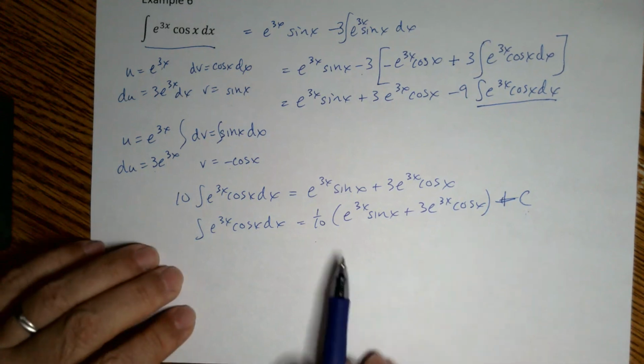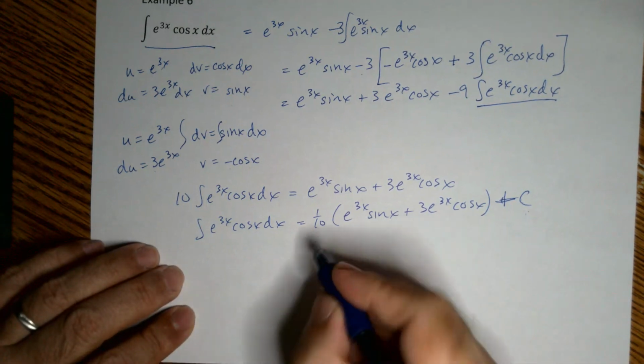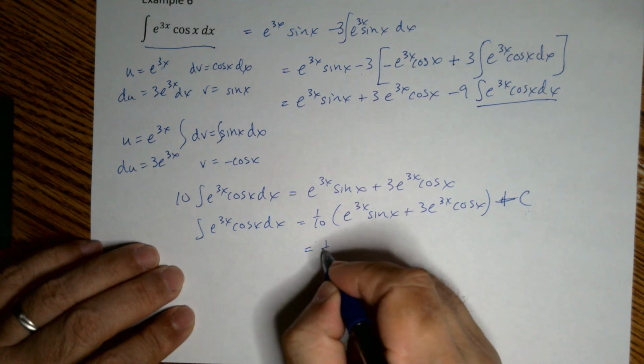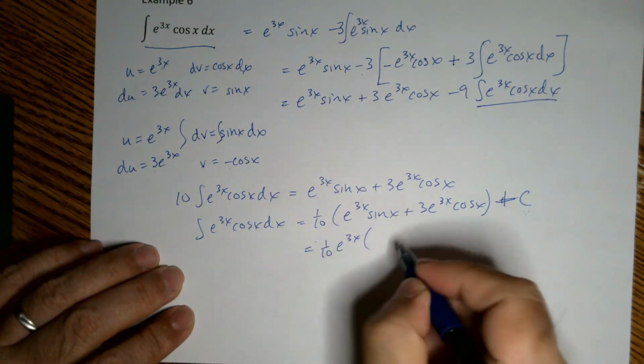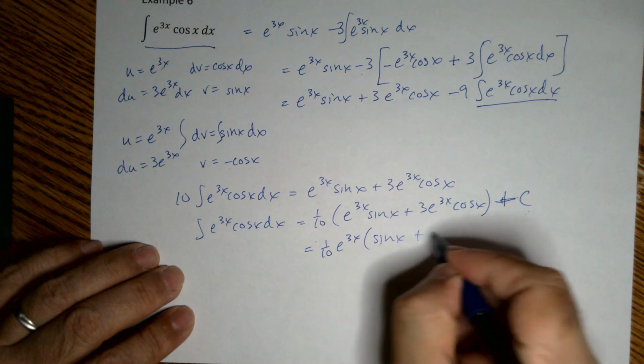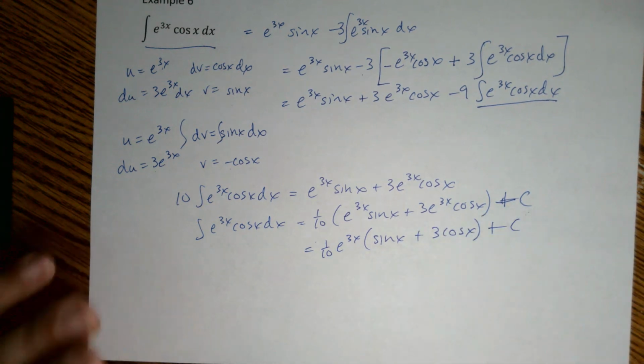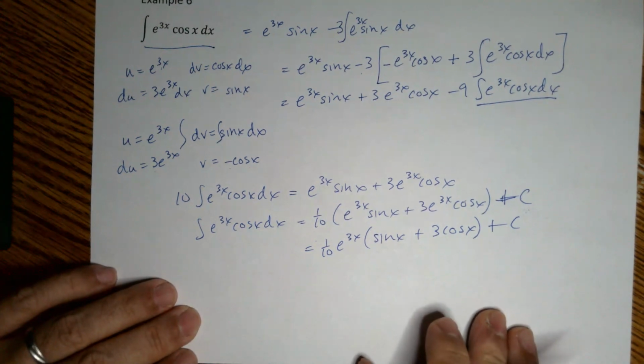In some cases, they might write it a little differently, like factoring out the e to the 3x. So it'll be 1/10 e to the 3x times the quantity sine x plus 3 cosine x. That's a little cleaner, but that's not a big deal.